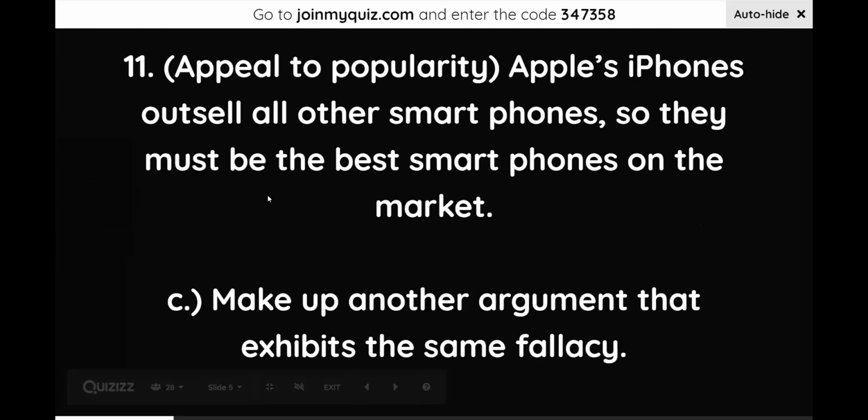Make up another argument that has the same sort of fallacy. I don't know. Does anybody have an example? I think mine in the notes was Dunkin' Donuts sells the most coffee, therefore they must be the best coffee or something like that. Tesla sells the most electric cars, therefore they must be the best electric car company. Yeah, that's good. McDonald's sells the most food, therefore it must be the best. Yeah. McDonald's cannot be stopped.